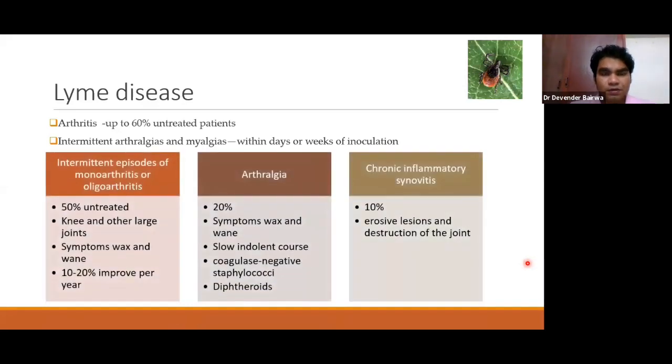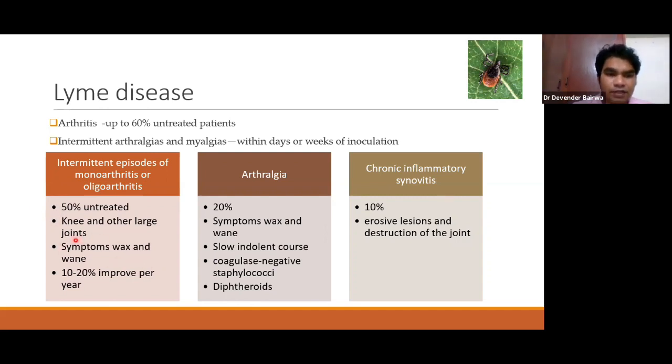Once infection sets in, you can have three different forms in which Lyme can present. The most common form is intermittent episodes of monoarthritis or oligoarthritis. This is present in half of the untreated patients, and generally presents with involvement of the larger joints. Mostly the knee is the most common joint, or other large joints like the ankle, hip or shoulder can be involved. Symptoms can wax and wane.